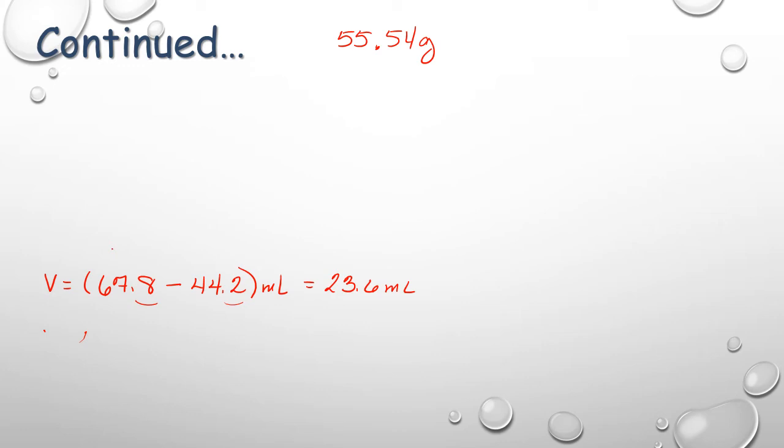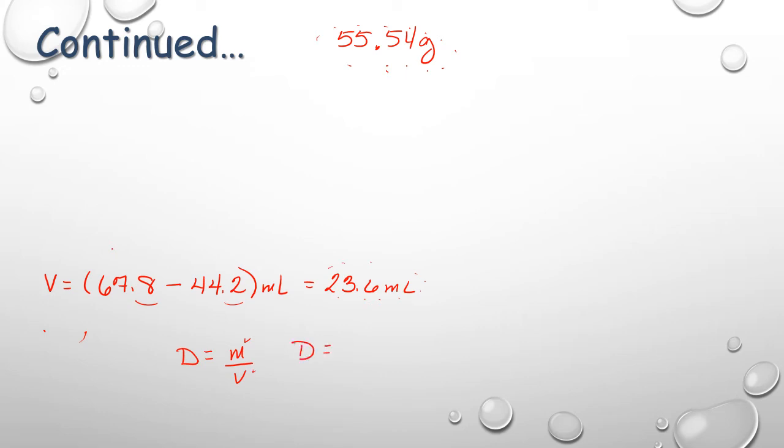So the question is, what is the density of the medallion? Well, density is equal to the ratio of mass to volume. Do I have the mass? I do. That's what the 55.54 grams tells me. Do I have the volume? Yep, I just figured out the volume of the ball. Check. So I can calculate density.